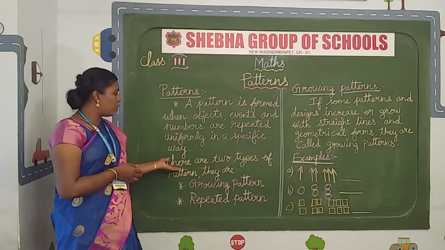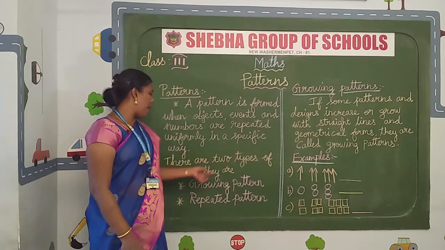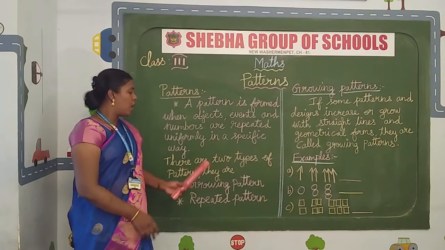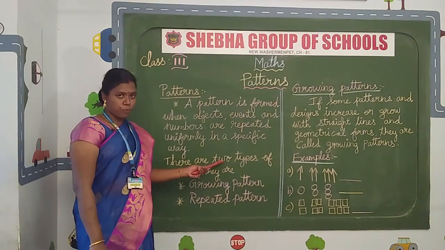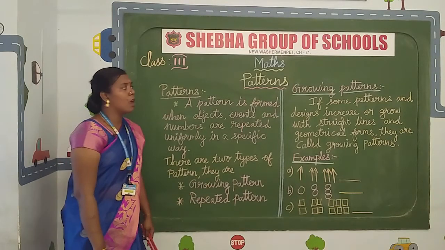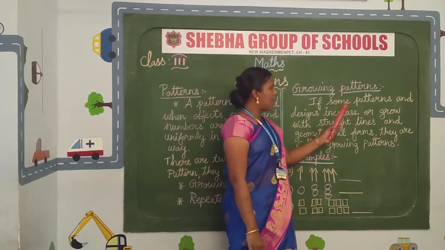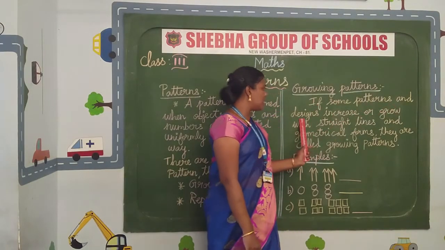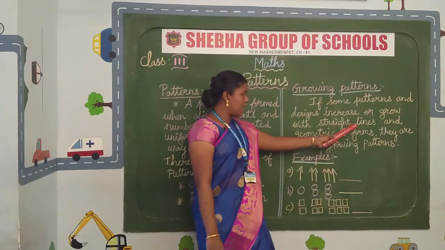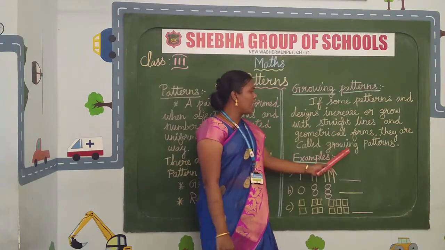There are two types of patterns. They are growing patterns and repeated patterns. Let's see about the growing patterns. If some patterns and designs increase or grow with straight lines and geometrical forms, they are called growing patterns.